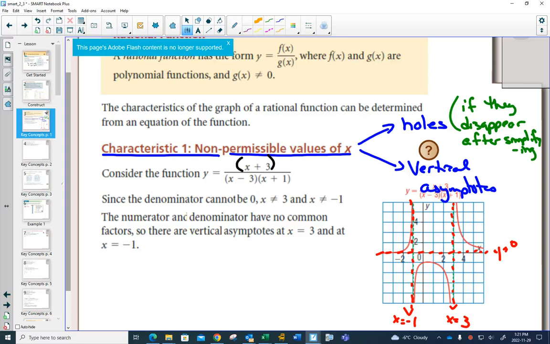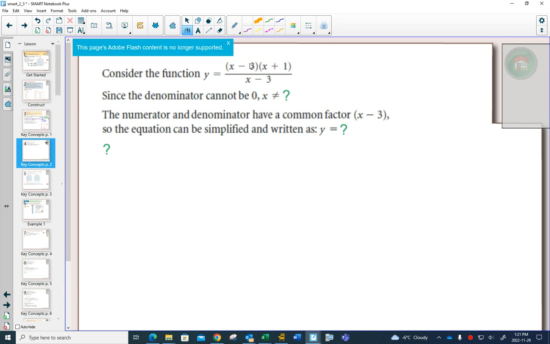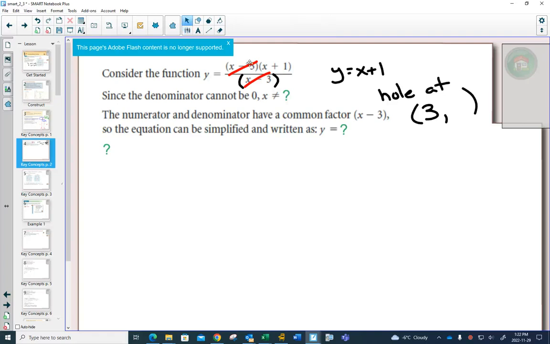If you have a non-permissible value, like in the second example here, can you see that we have a factor of x minus 3 on the bottom, and it's identical with the factor of x minus 3 on the top? You would now get a simplified equation of y equals x plus 1. That tells you you are going to have a hole at, the non-permissible value is 3, you're going to have the hole at 3 comma something. Right? This is the non-permissible value.